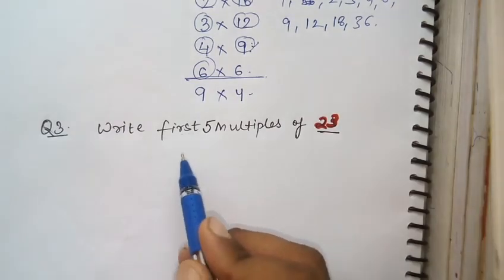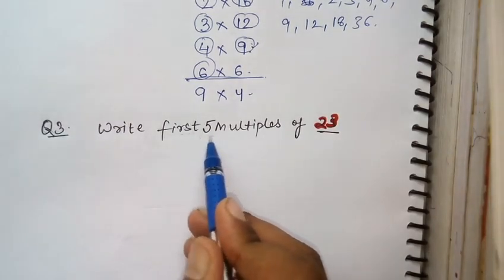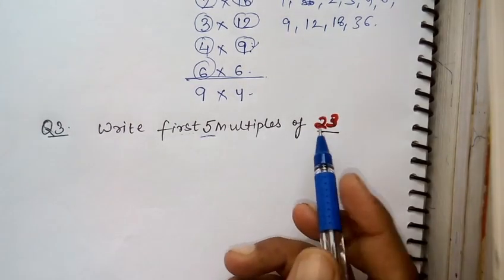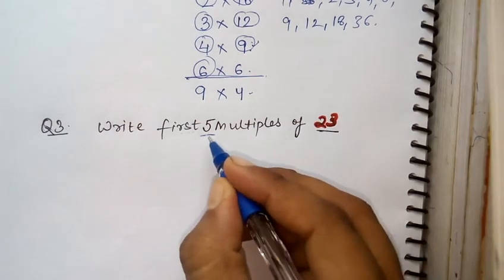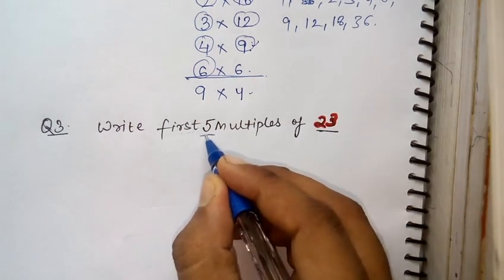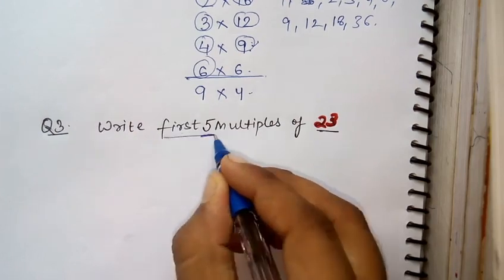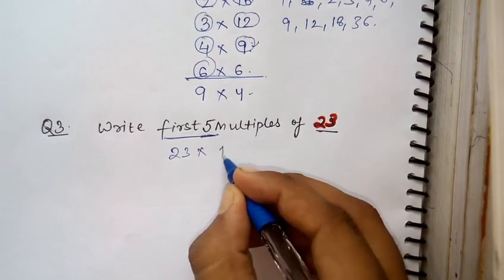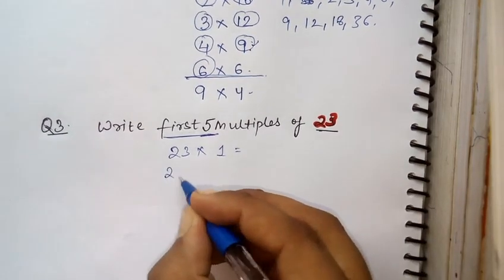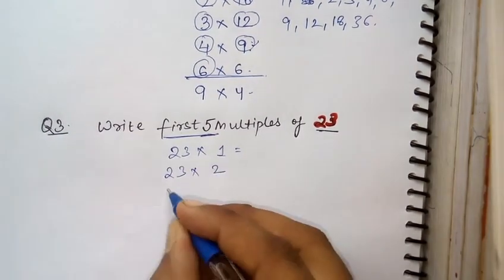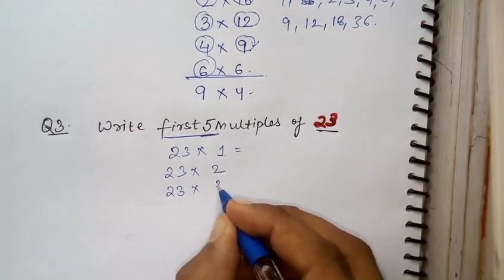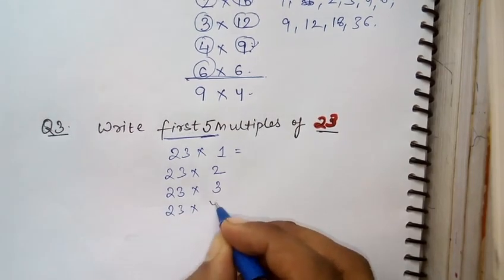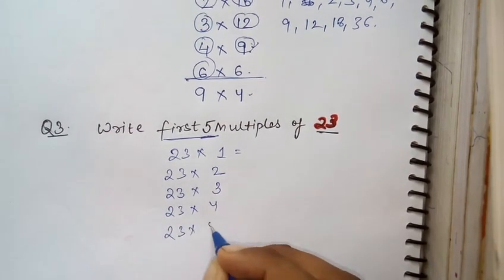Students, in the next question we have to find the first 5 multiples of 23. It is important to note that we have to find the first 5. So it can be found by finding 23 into 1, 23 into 2, 23 into 3, 23 into 4 and 23 into 5.